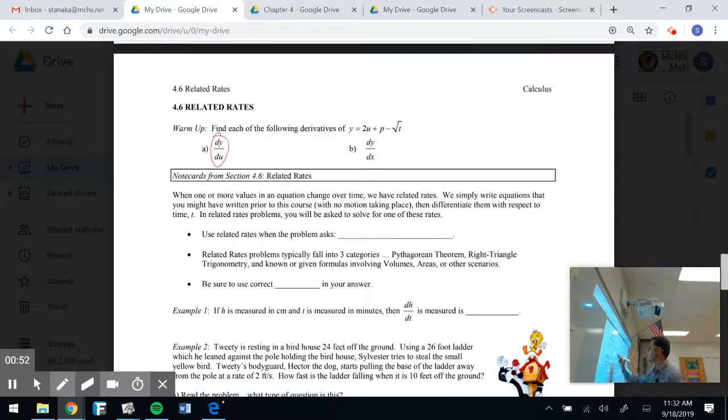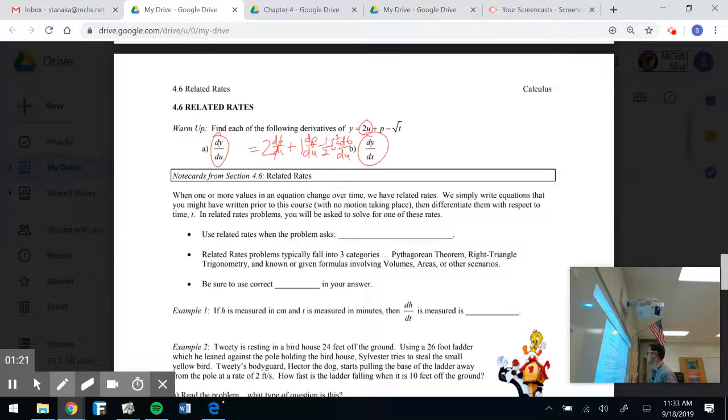dy du is equal to the derivative of 2u, which would be 2 du, right? And we usually don't write the du. So it would just be 2. But for the p, the derivative of p would be 1. But then I have to add the dp du because I'm really doing the derivative with respect to u. And my last one would be t to the 1/2, which would be 1/2 t to the negative 1/2. But since I'm supposed to be doing it with respect to u, I have to add the dt du.